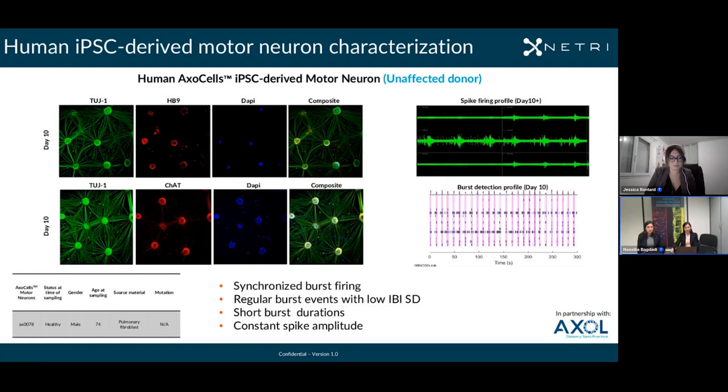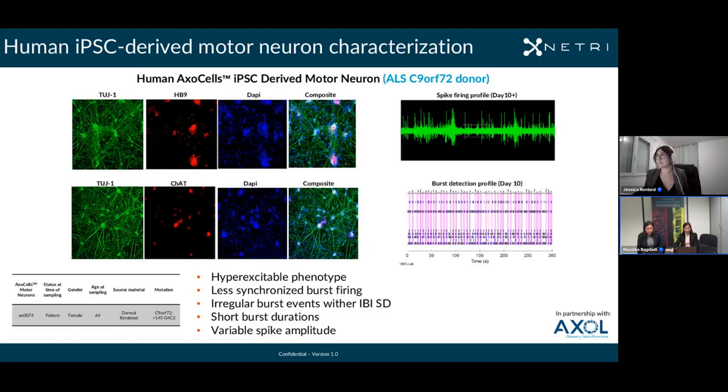The first cell line to be characterized is motor neurons from an apparently healthy donor, aged 74 years. In these immunofluorescence images, you can see the expression of key markers characteristic of motor neurons, in particular choline acetyltransferase, ChAT, an enzyme responsible for the biosynthesis of the neurotransmitter acetylcholine, and HB9, a transcription factor described as a spinal cord motor neuron specific marker. We can also see to the right electrophysiological data, highlighting the presence of synchronous bursts and constant amplitude spikes.